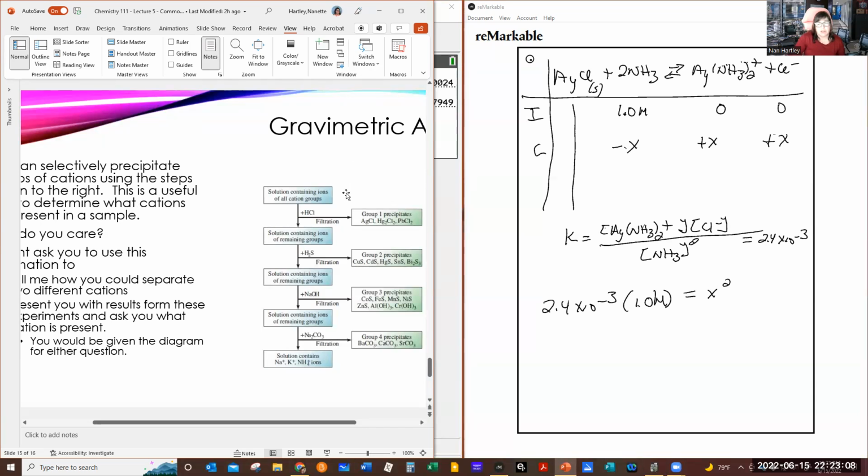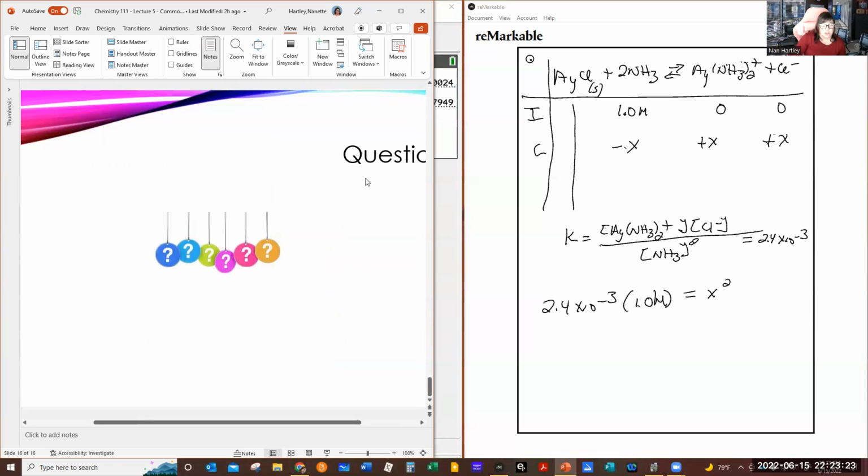Or it could just be that you're looking at a table of K values to see what's going to precipitate and if it's going to be effective. And like I said, it needs to be variable by 3 orders of magnitude to make that work, okay? So questions, comments, problems about that?